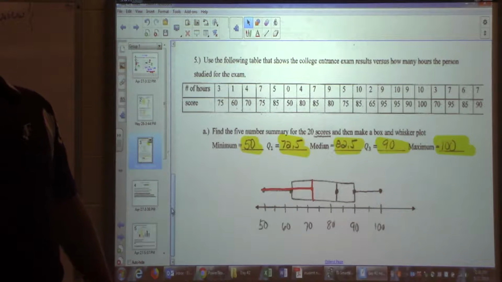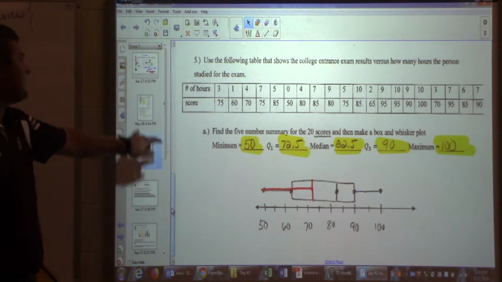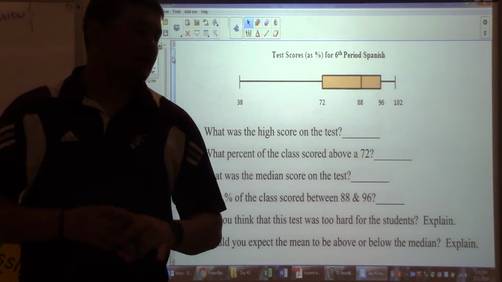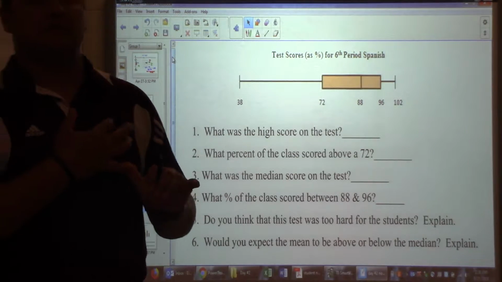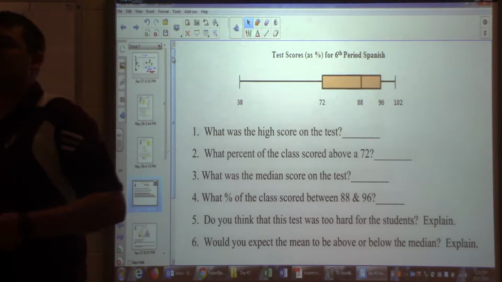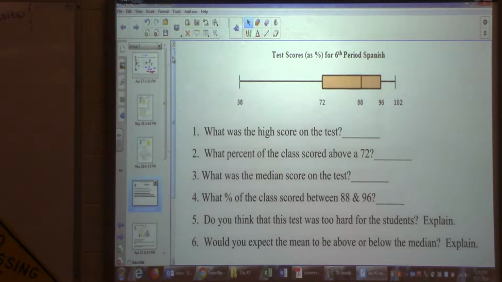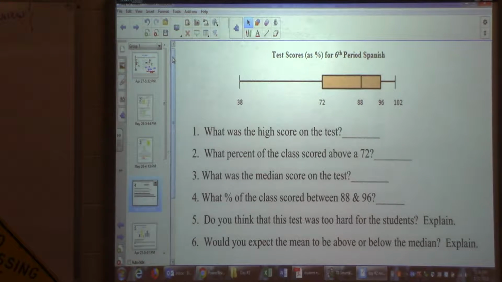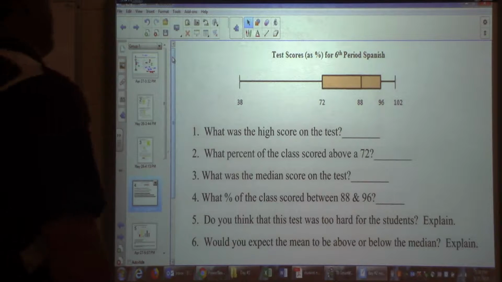Alright, any other questions? So Friday, Miss Howard talked to you. You did how to make all the graphs, right? Today we're going to talk about answering questions off of them, pulling numbers off the graphs. We're talking about a box and whisker plot right now. Let's look at it. Test scores as a percentage for 6th period Spanish.